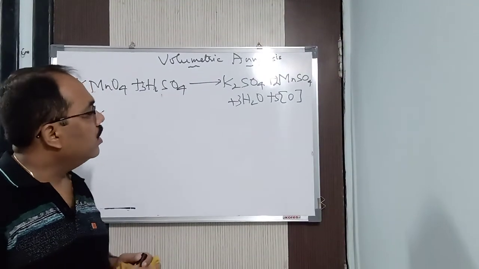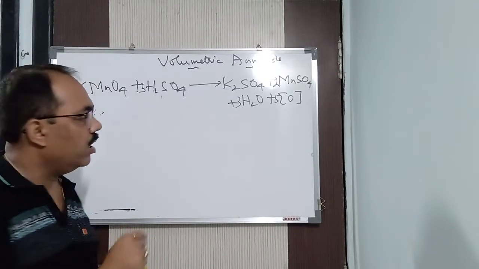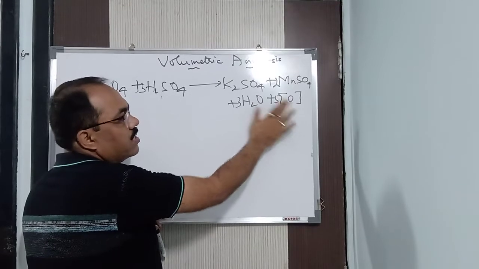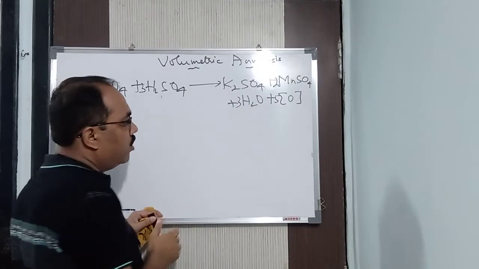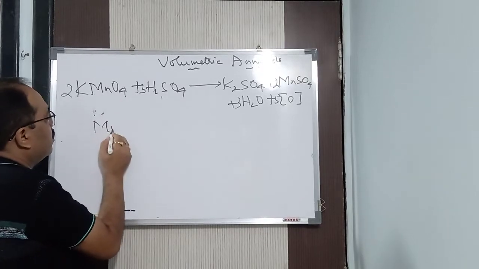Here the equation is not an ionic equation. The equation is a molecular reaction. In a molecular reaction, we want the nascent oxygen. Suppose the reaction happens in this way, like KMnO4 means MnO4 minus.